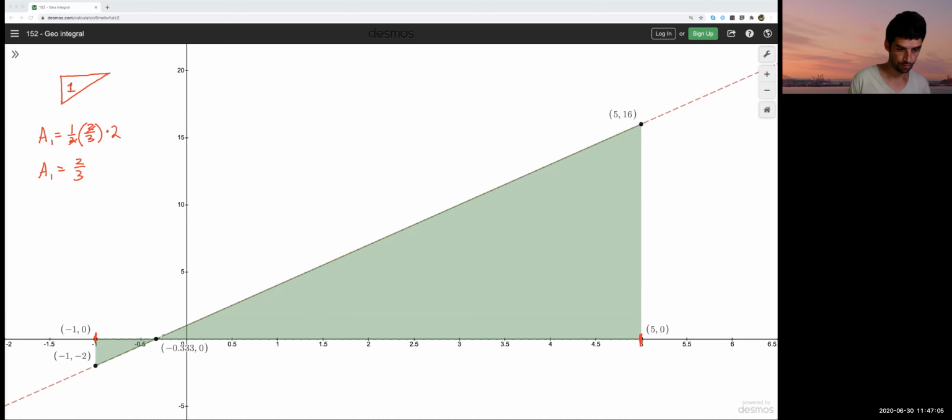Okay, so we're going from -1 to -1/3. Yeah, that's what we've got. 1/2 times 2, we've got our 2/3. Okay, let's look at the other triangle. So I'll just draw that one over here. Its height goes from (5, 0) to (5, 16), so the height is 16. Its base, well, 0 to 5 gives me 5, but I have an extra 1/3 because it goes down to -1/3. So 5 and 1/3 will give me 16/3.